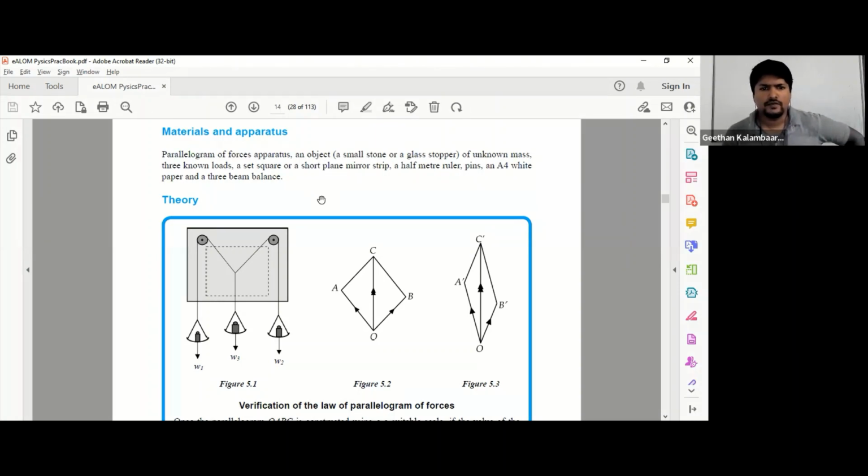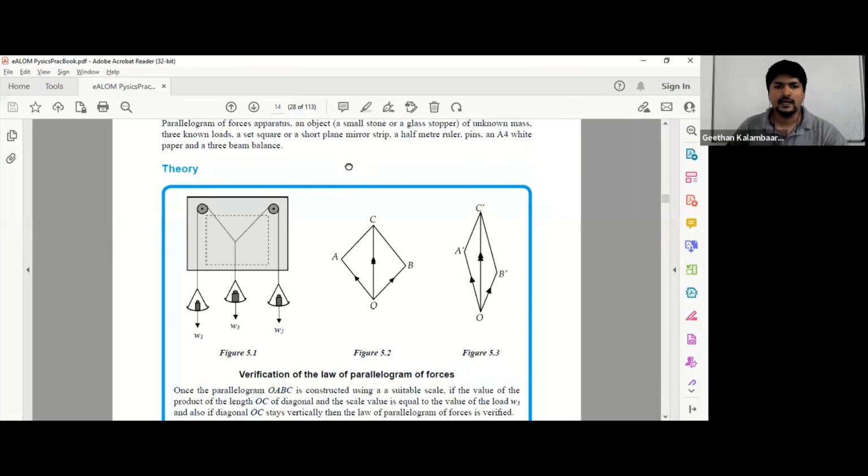So on the board you have 2 pulleys connected, which are almost frictionless. We can't say it's 100% frictionless, but almost frictionless. And on the board we can paste, or we can fix a piece of paper to trace. And the other apparatus we require in this is that we need a set of masses, unknown masses, a set square, a plane sheet, a mirror strip, a half-meter ruler, and the beam balance, the triple beam balance.